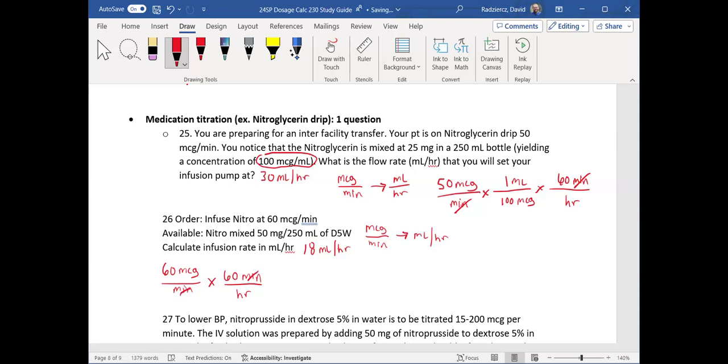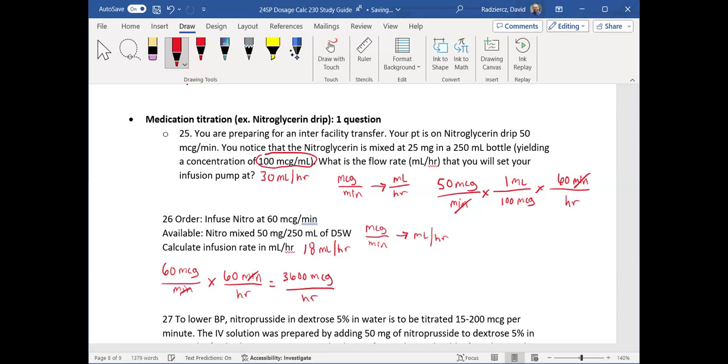Okay. Now I can hit equals at that point, and then I would have 360, I think that's right. So 60 times 60, 3,600 micrograms per hour. Okay. So why don't I just do that real quick, just so you can see alternative ways to do this. So 3,600 micrograms per hour.